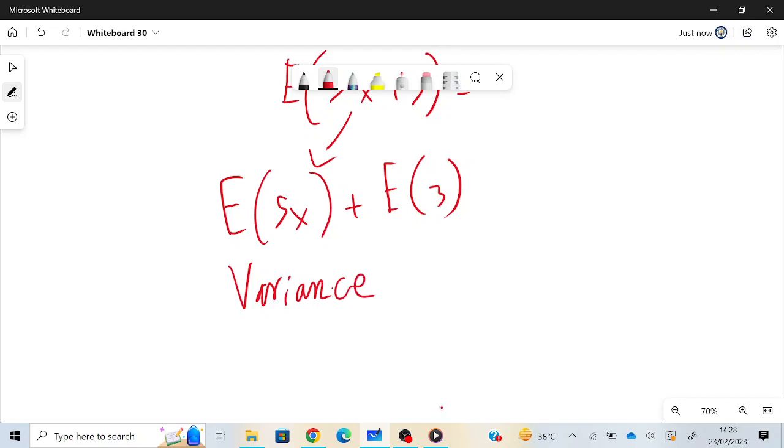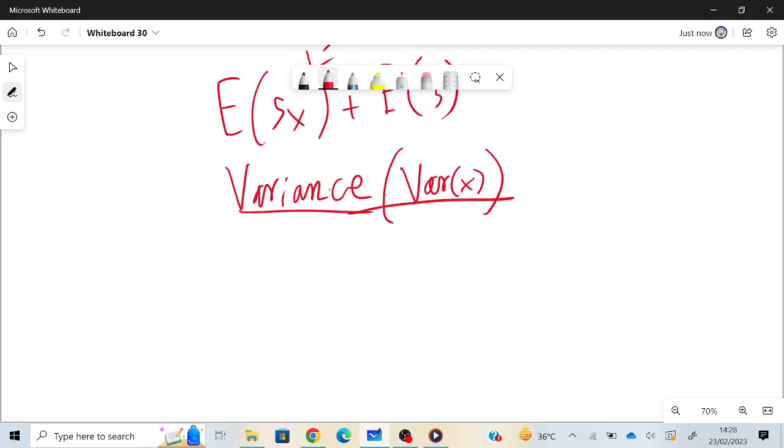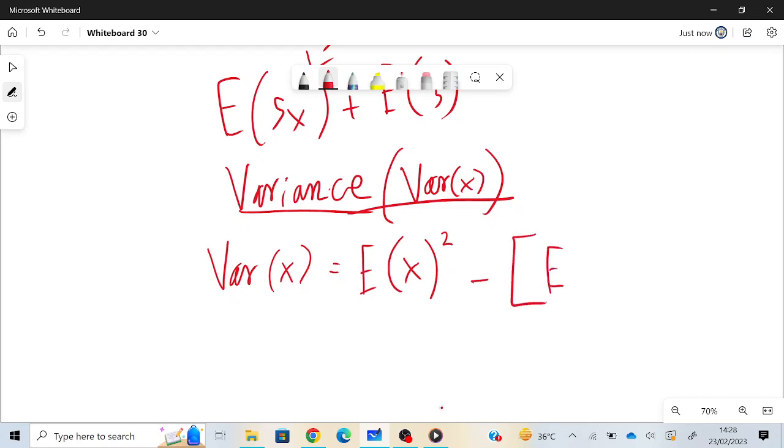Variance, which is often denoted as var of x. Now to find variance, there's a general formula, that is var of x is equal to E of x squared, like this, minus E of x all squared. So at first it may look like these two are the same thing, but they're not.